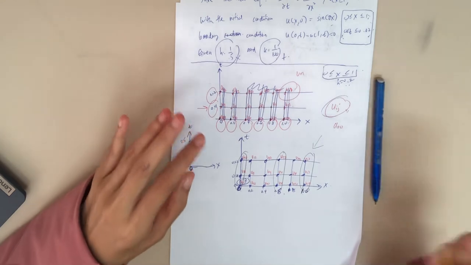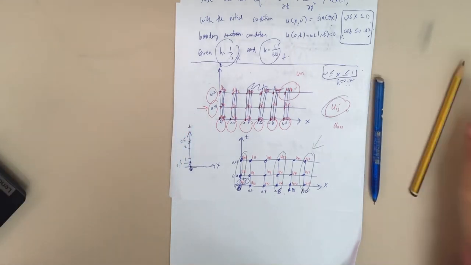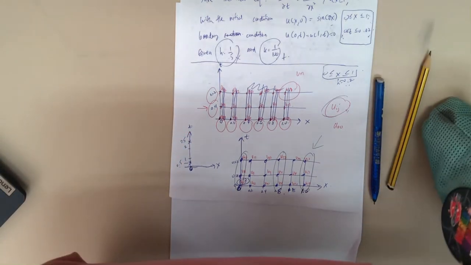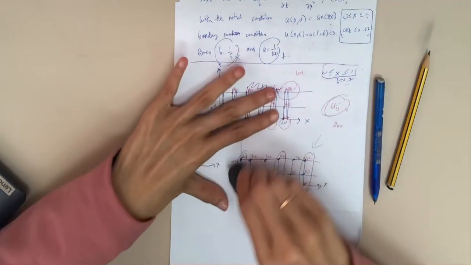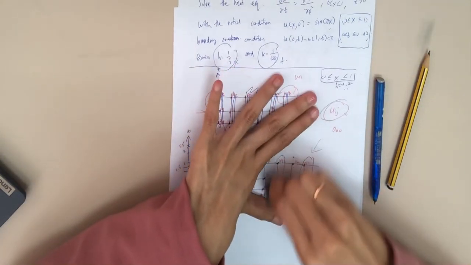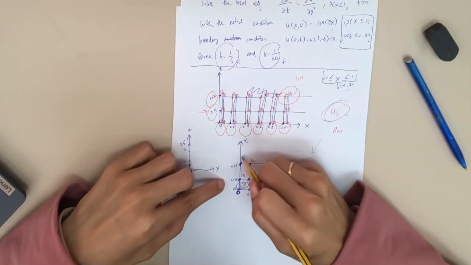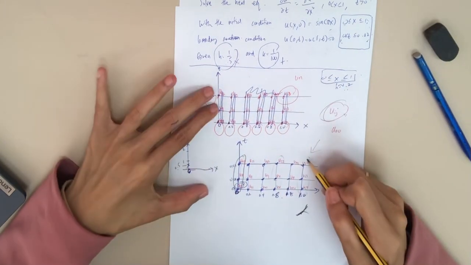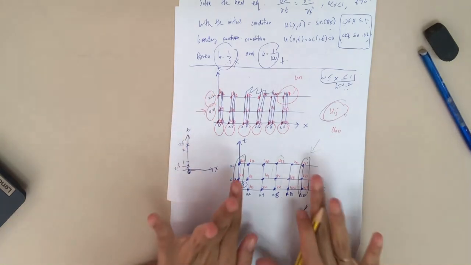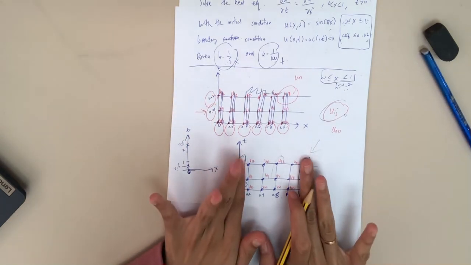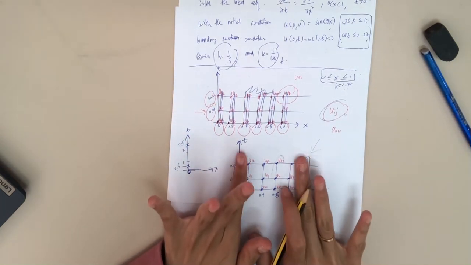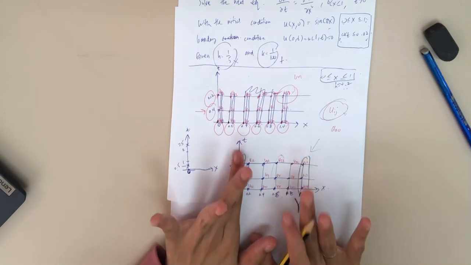Okay, so you already done. Kita dah settlekan. So kita dah dapat value untuk this 3 point and this 3 point. Okay, we already get all this value for these two boundary.